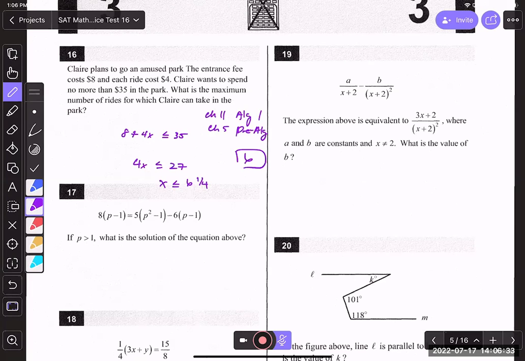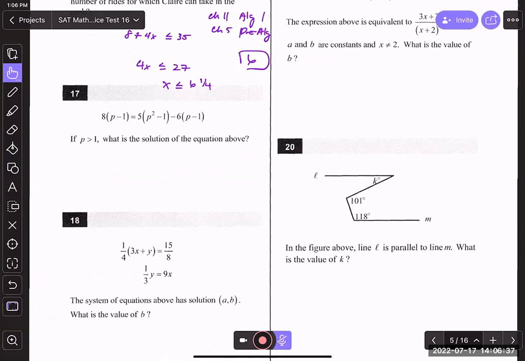That's kind of where you see that. Okay. Problem number 17. Minmin? So if p is greater than 1, what is the solution of the equation above?